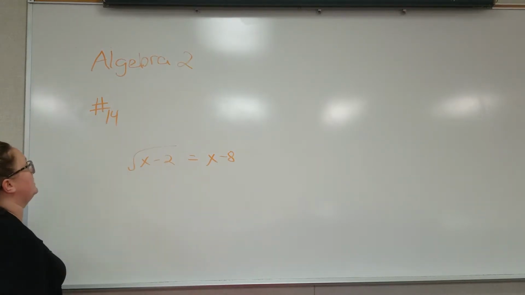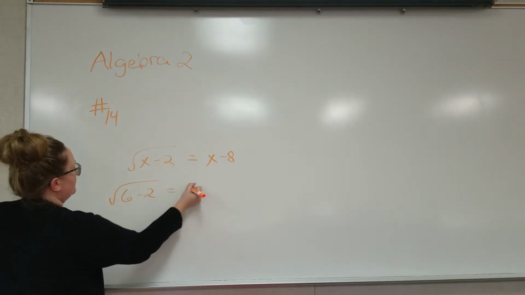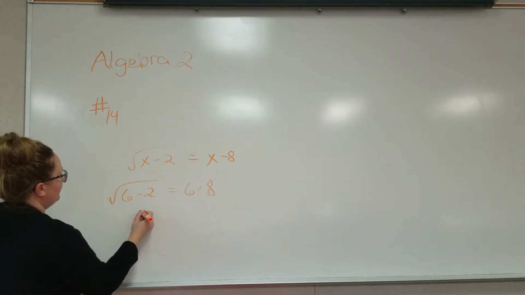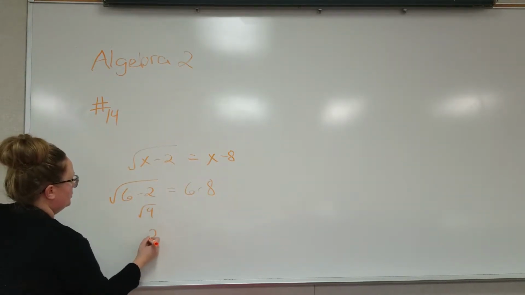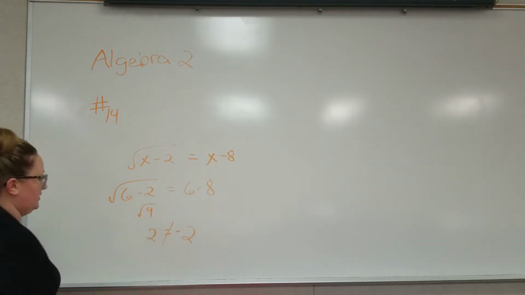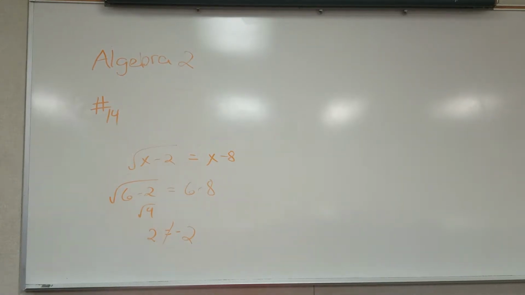The other choice was 6. So we're going to do that. The square root of 6 minus 2 is equal to 6 minus 8. So 6 minus 2 is 4. The square root of 4 equals 2. And 6 minus 8 is negative 2. So these do not match. So the answer here is x equals 11, and 6 is an extraneous root.